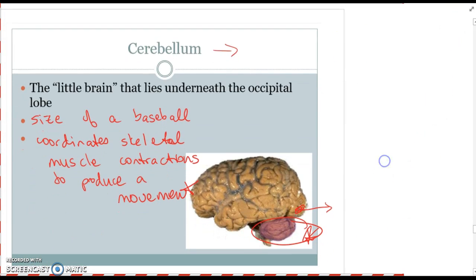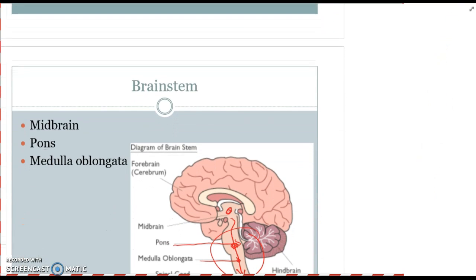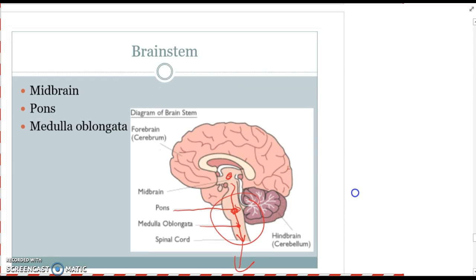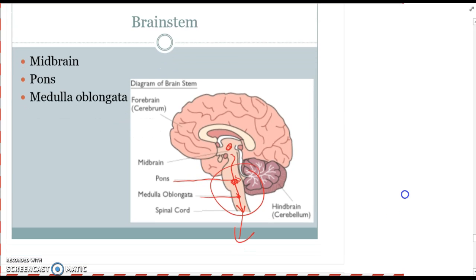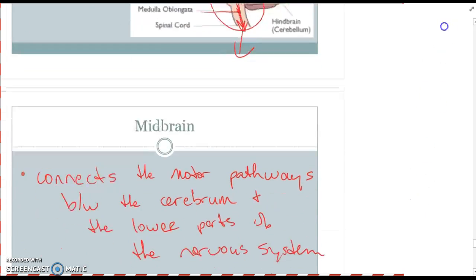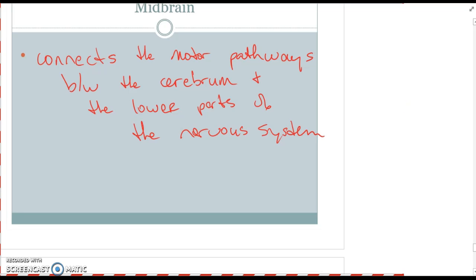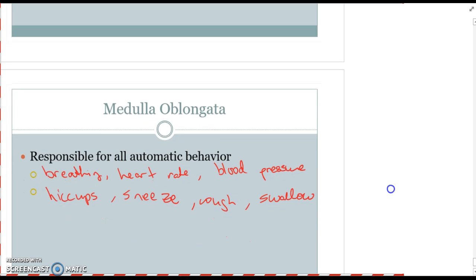And the cerebellum, that's that little bitty brain at the bottom of the whole brain, the little brain. It actually coordinates the skeletal muscle contractions to make your body move. That's the little cerebellum. And then the last part is the brain stem, and the three parts that you need to know there. Midbrain, easy, it's in the middle of the brain. Pons and the medulla oblongata are lower in the actual brain stem. The midbrain, it is the connection. Both the pons and the medulla oblongata are responsible for that automatic behavior.